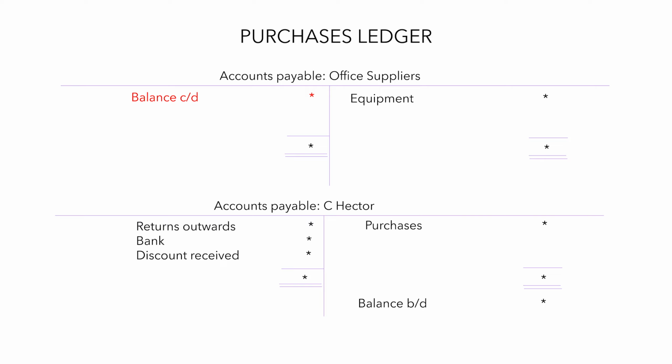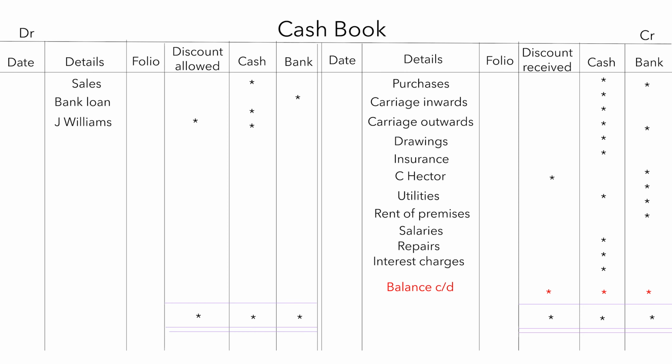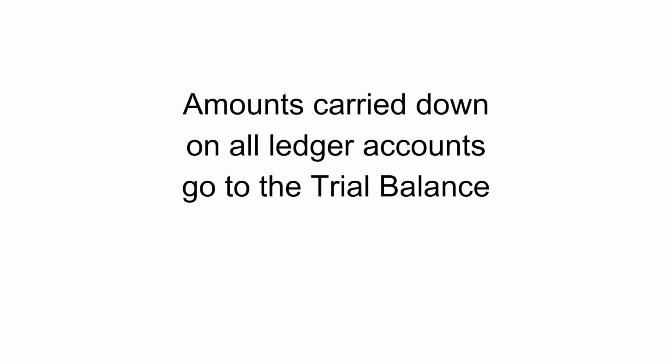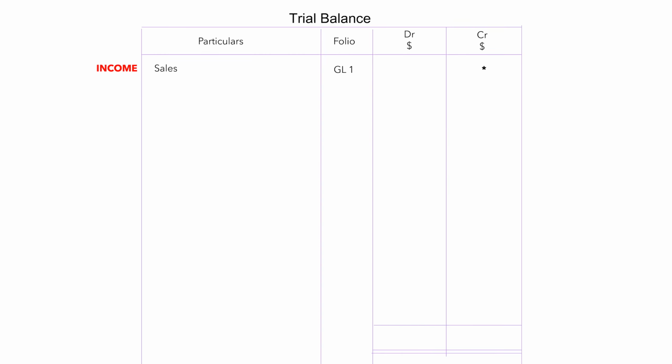Purchases ledger. Cash book. Amounts carried down on all ledger accounts go to the trial balance. Sales is income and is credited. Purchases is an expense and is debited. Capital is credited.